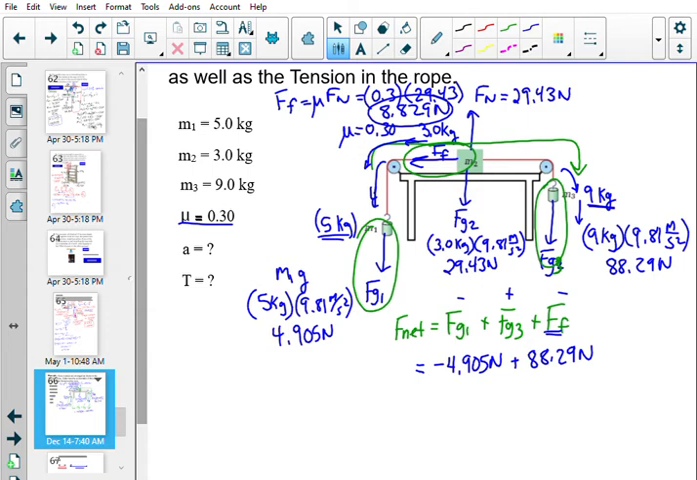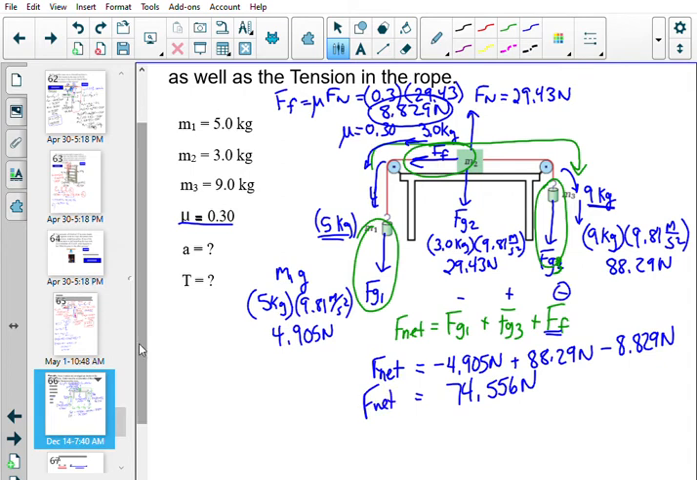And this number, 8.829, goes in down here for friction. And I've recognized that that should be a negative because of its direction. So I'm going to put subtract 8.829 newtons. So that's how I will get my F net. If we take our 88.29, subtract 8.829, and subtract 49.05, that gives me a positive number, 30.411 newtons.